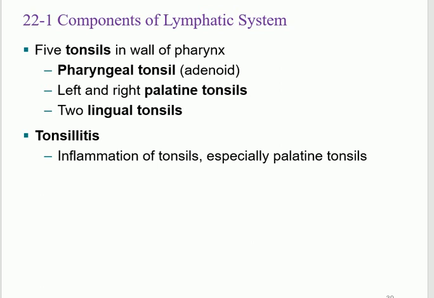The other two are under the tongue. So what do you call it? Lingual. Do you remember lingual means tongue? So there is palatine, lingual, and the last one is just one, not two. Pharyngeal tonsils, or adenoids. This is the other name. Tonsillitis is inflammation or infection of the tonsils.